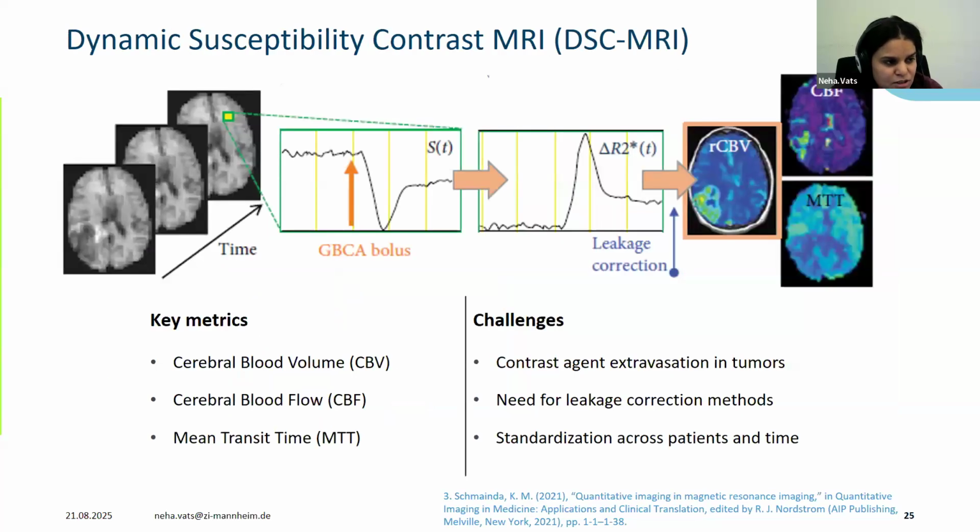So dynamic susceptibility contrast MRI, here I just give you an overview of how it works. On the left side, it shows all the dynamic susceptibility images. With the help of these curves, gadolinium contrast agent bolus curves, we can calculate some parameters. The parameters calculated are relative cerebral blood volume, relative cerebral blood flow, or the mean transit time taken by the contrast agent. These are the key metrics that are calculated with the help of DSC MRI.